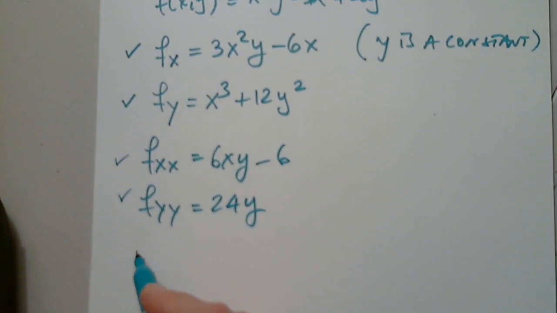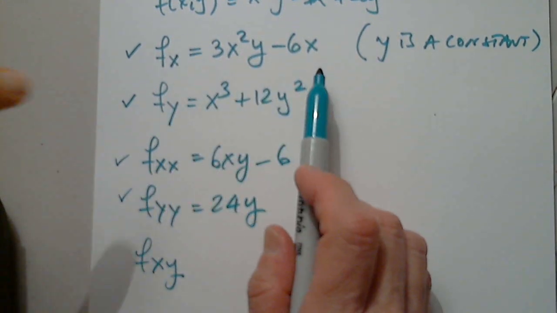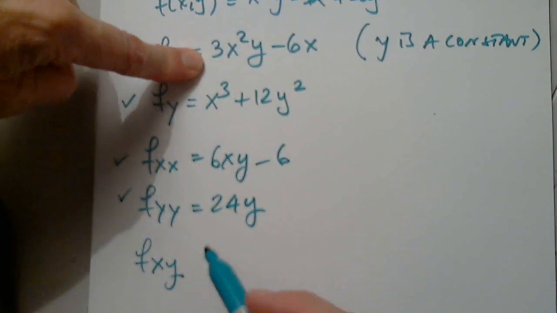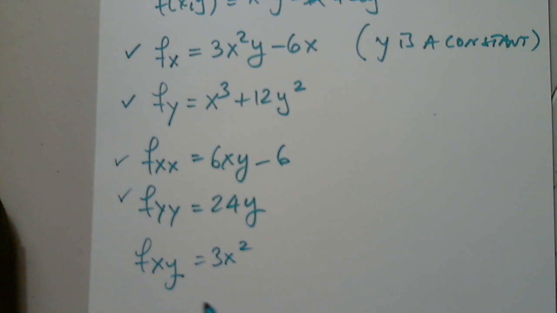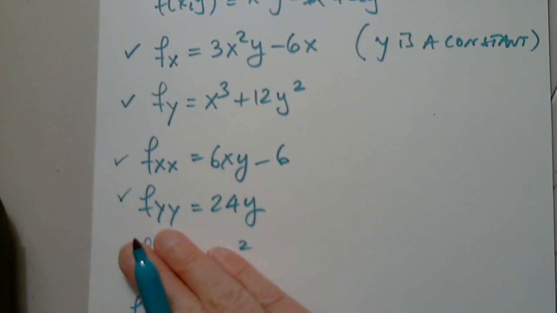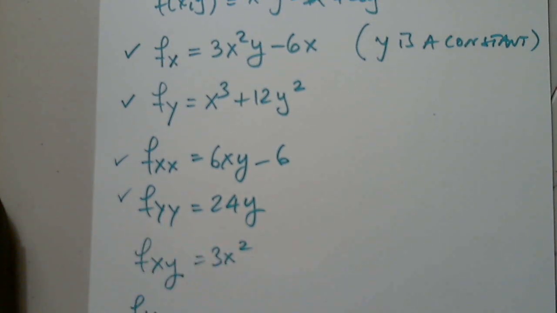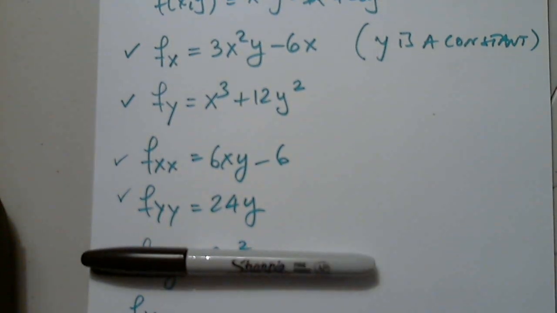Now I want to find fxy, meaning I differentiate this fx with respect to y. When I differentiate this with respect to y, I get 3x squared. There is no y here, it's 0. Now fyx has to be the same. That's a control. If it's not the same, go ahead.